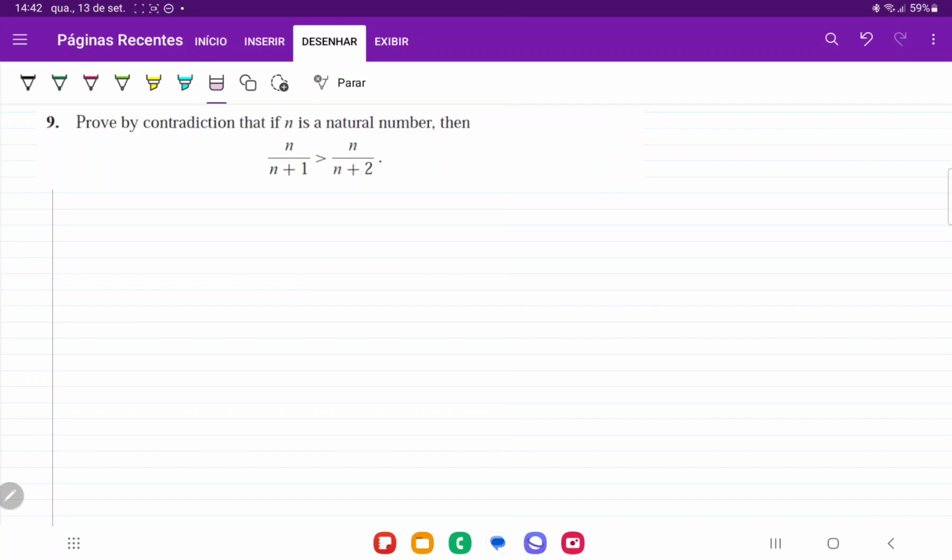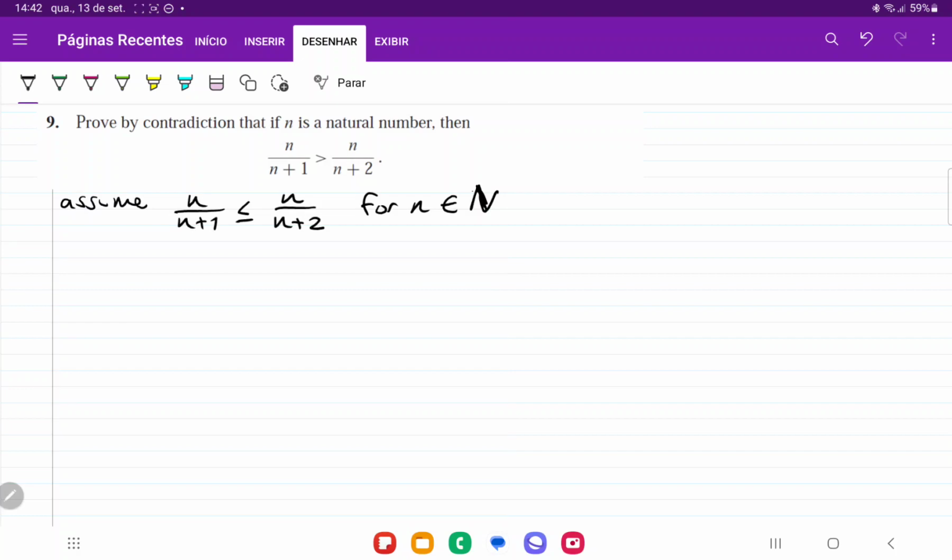So what we're going to do is assume the opposite of this, and the opposite of greater than is going to be less than or equal to. That's the opposite of greater than. So we're going to assume that n over n plus 1 is less than or equal to n over n plus 2 for n belonging to the set of natural numbers.